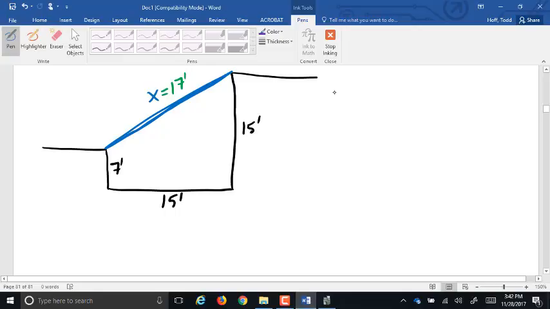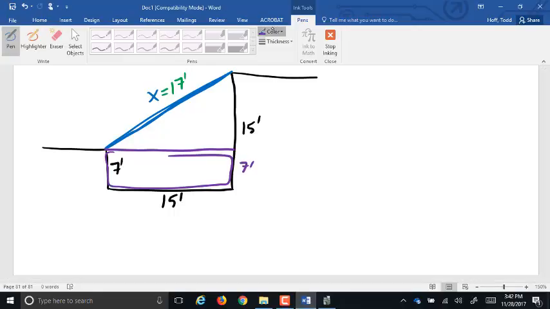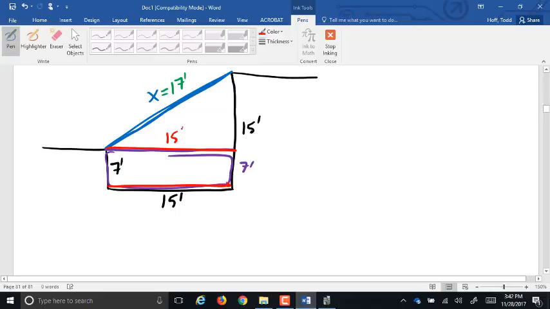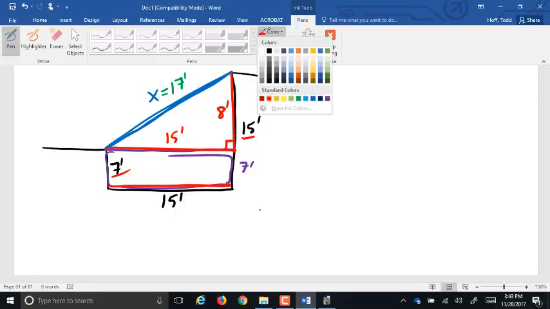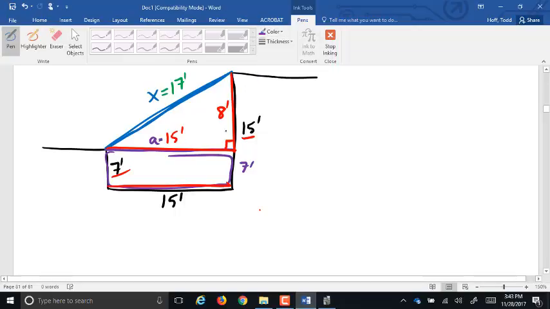This is actually just a right triangle problem. If we cut this across here, this makes a rectangle down here, so this has to be 7 feet. So what that means is this distance is just going to be the same as this one, 15 feet. And this distance here is going to be the 15 minus 7, or 8 feet. And there's the right angle of a right triangle. So x is just the hypotenuse of a right triangle. So I'll let a equal the 15 and b equal the 8. C is going to equal x.